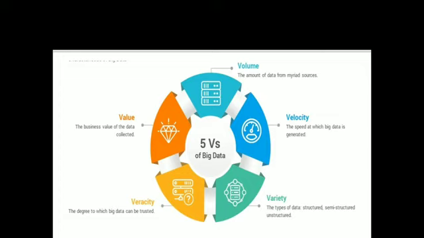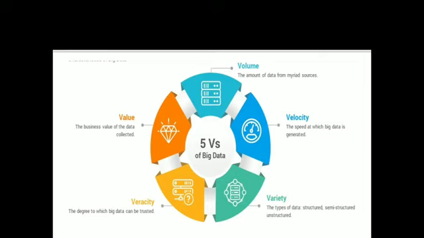Next is the veracity of the data, the degree to which Big Data can be trusted. Veracity deals with the uncertainty of the data, meaning whether we can trust the data, and whether the data that we are collecting is really useful for us or is unwanted data. That point is covered in the veracity.